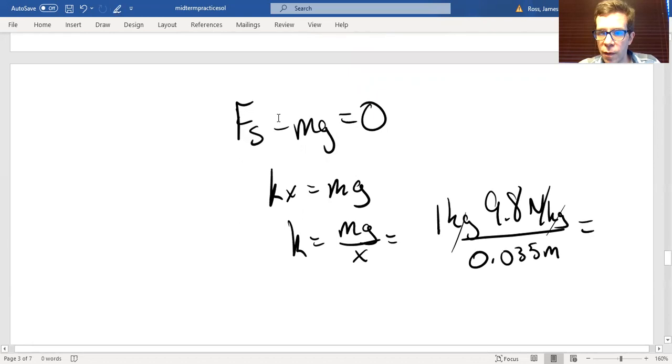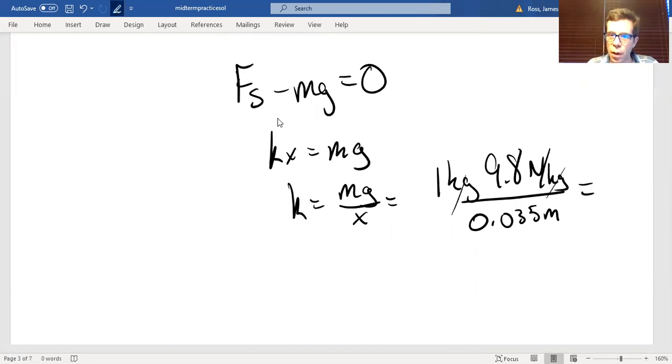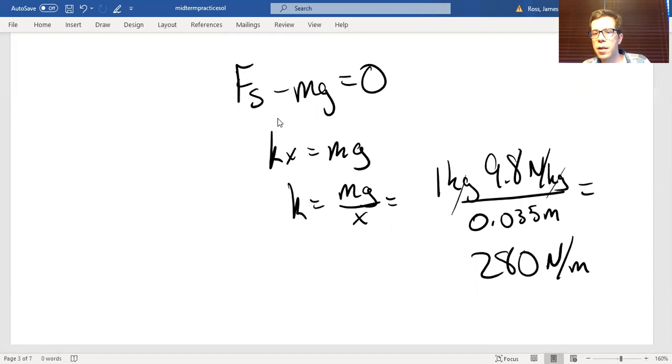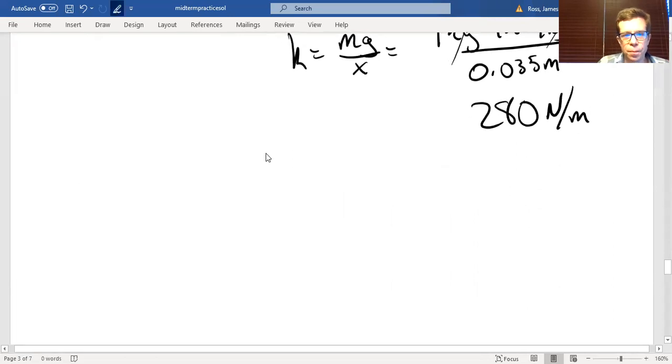You may remember when we did this in class with a similar question where we had a car, I left it in centimeters and got an answer that didn't make sense. All right, and I get that my spring constant here is 280 newtons per meter, right? And those are the correct units for a spring constant, right? Each meter that I were to stretch this spring, it would apply 280 newtons. That's correct.